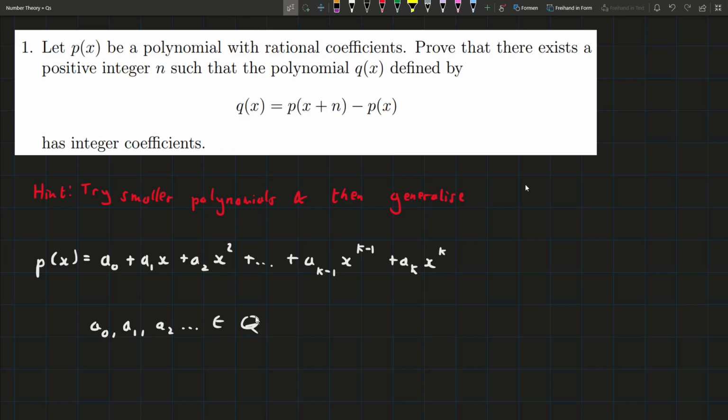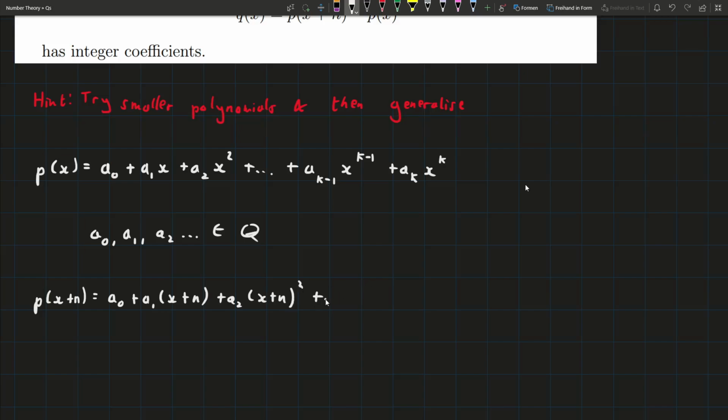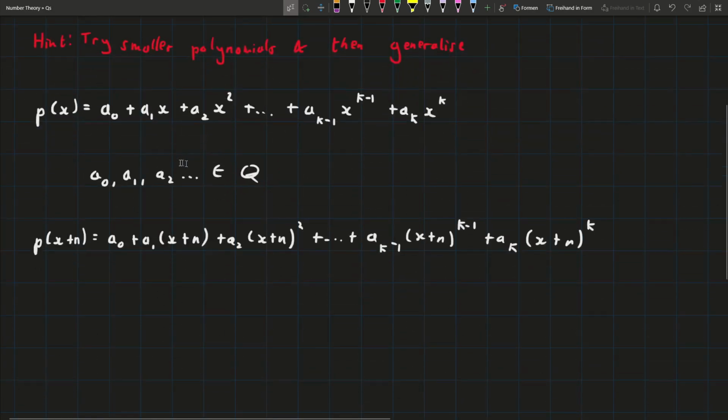So that's Q. Now we'll need to get p of x plus n as well, which is equal to a0 plus a1, and instead of x, we'll have x plus n, plus a2 times x plus n, the whole thing squared, plus all the way up to a sub k minus 1 times x plus n to the power of k minus 1, plus a sub k times x plus n to the power of k. Right, and now to get q of x, we just need to subtract these from each other.